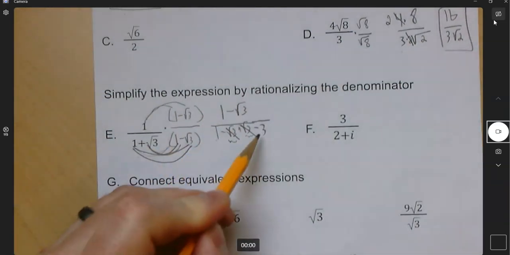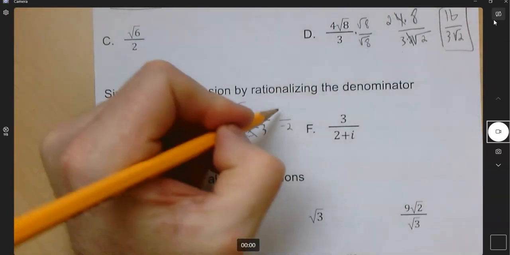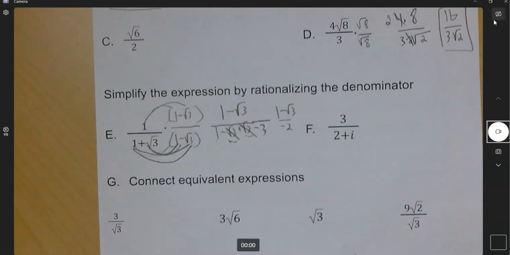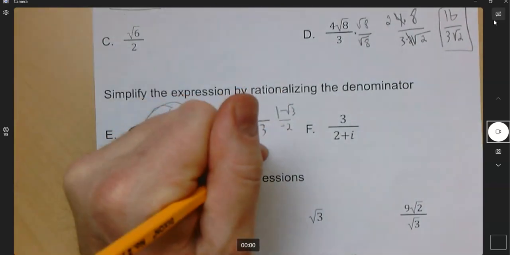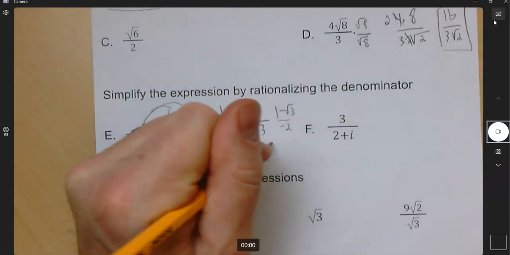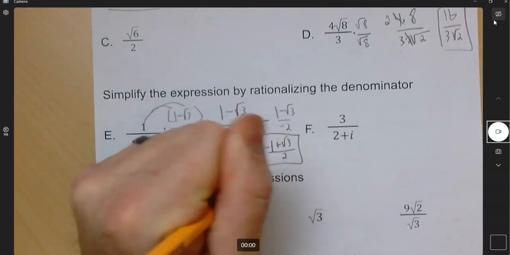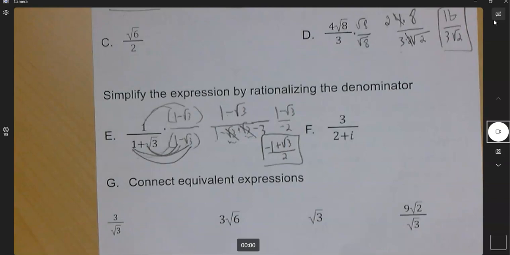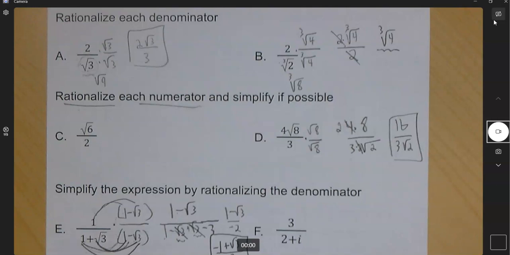And I'm left with 1 minus 3, which is negative 2. On top, I have 1 minus square root of 3. That's an okay answer. We don't usually like to have negatives in our denominator, so instead I'm going to put that negative in the numerator on both of them: negative 1 plus square root of 3. That's good. Okay. I think I'll let you guys do the rest. Bring your questions to me, but we definitely need to know how to rationalize denominators.